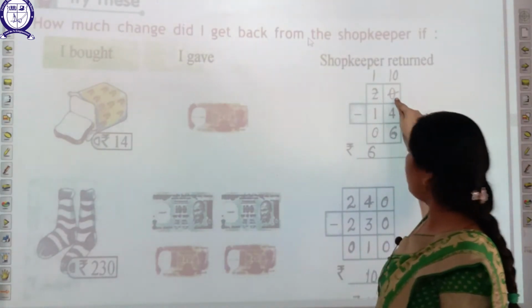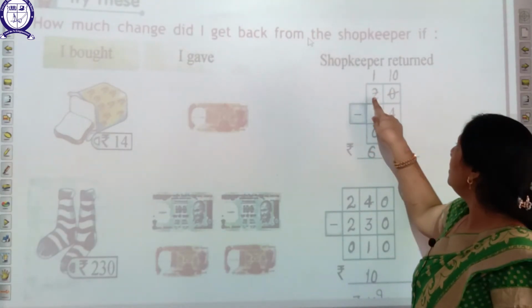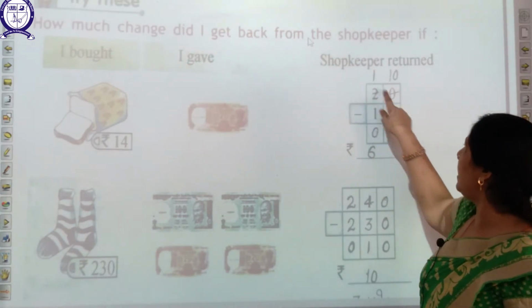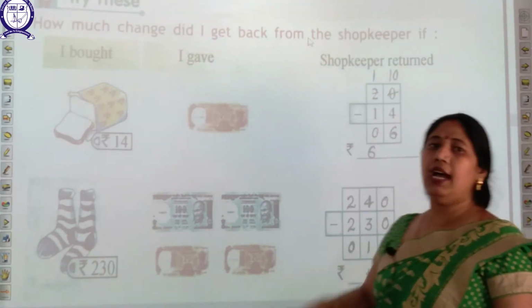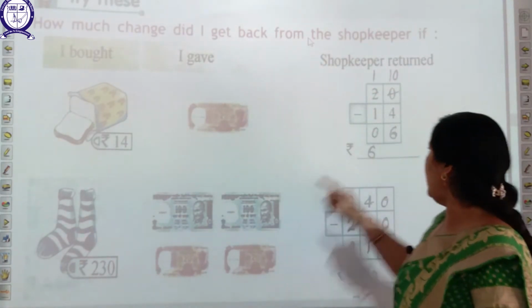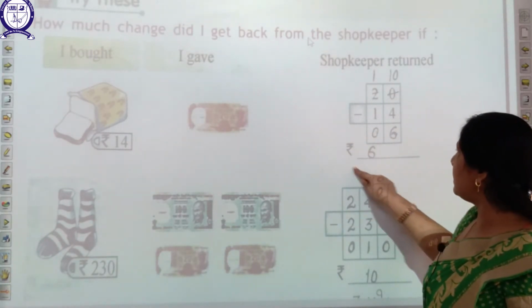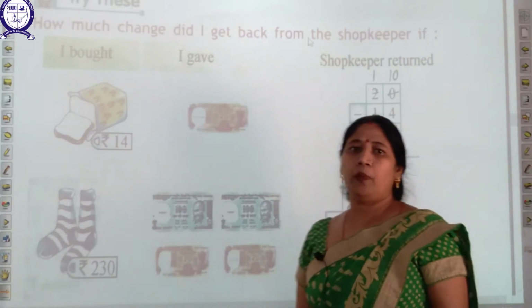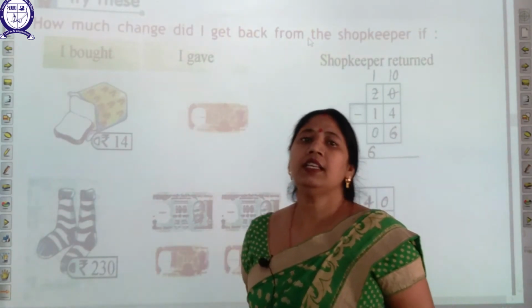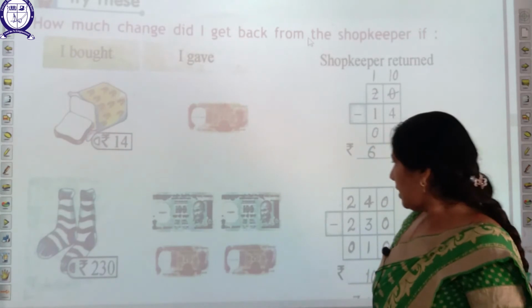Here is 0, so we have to borrow from here. So here 1 is remaining and 1 is added to the ones place. So 4 out of 10 is 6. So we have got 6 rupees from the shopkeeper. The shopkeeper returned us rupees 6. Come to the next.